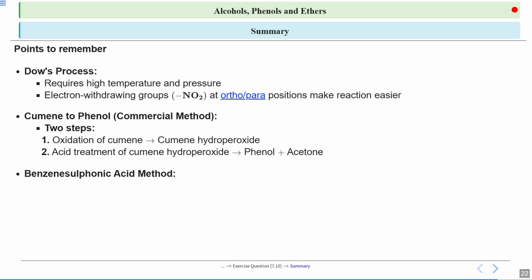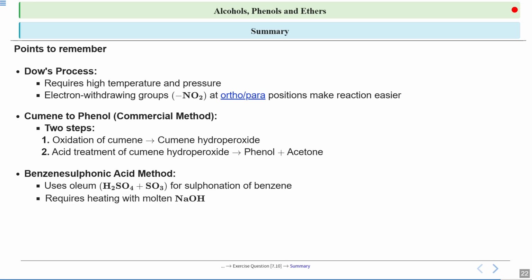We have also seen the benzenesulphonic acid method for preparation of phenol, where we use oleum for the sulfonation of benzene to give us benzenesulfonic acid. Then that benzenesulfonic acid, when reacted with molten sodium hydroxide, converts to sodium phenoxide, and then you have to do the acidification of sodium phenoxide. Then the major product, phenol, you will get.